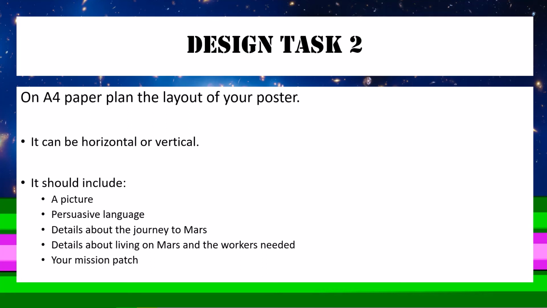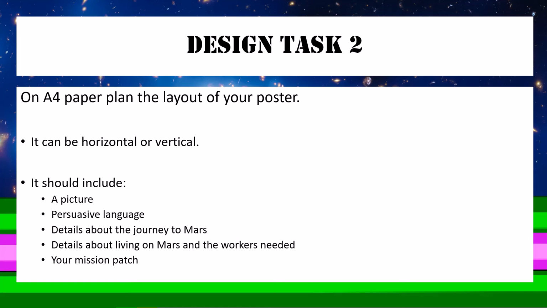It should include a picture. It can have more than one if you want, but one big picture might create a stronger impression. It should include persuasive language. So think about the techniques that you learned about at the start of this PowerPoint and the task that you did on the BBC website. It should include details about the journey to Mars. Now, it should include details. You don't necessarily have to include lots and lots of details, probably just a few details on your poster. Your talk that you'll do later will include more details. So think of the most important things that you want to include.